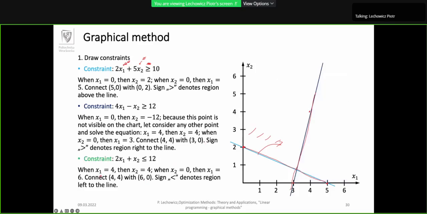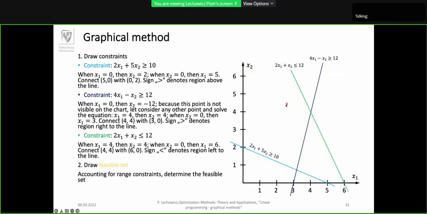And we are considering the next constraint. And the approach is the same. We are assuming certain value for one variable, compute the value for the second one, assuming that it's equality. We obtain 2 points, connect them, consider the sign. If it's lower or equal, it means that's the left side of the line, or it's below the line. So this is our third constraint. And then we have a feasible set.